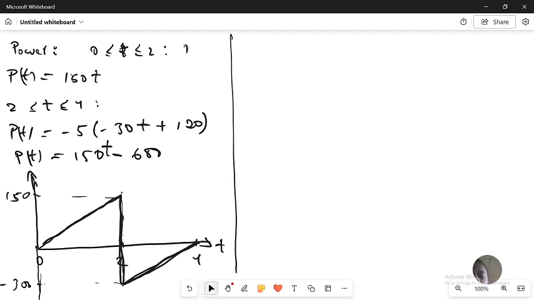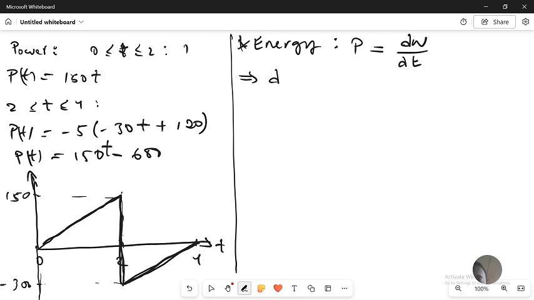The second equation allows us to find the energy. To find the energy, we already know from the previous video that power is the derivative of energy with respect to time. If I want to find the energy, the derivative of energy equals the power multiplied by dt. To remove this derivative, I have to integrate, meaning that the energy equals the integration of the power with respect to time.